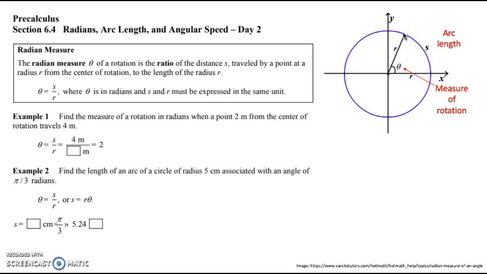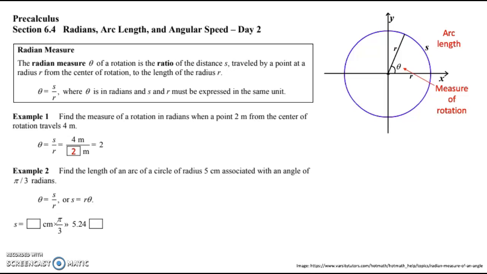So let's find the measure of rotation in radians when a point 2 meters from the center of rotation travels 4 meters. So we're looking for the measure of rotation, or theta. We know that the distance it travels, s, is 4 meters, and the radius is 2 meters. So when I plug in 2 for r and 4 for s, we see that the radian measurement is 2.